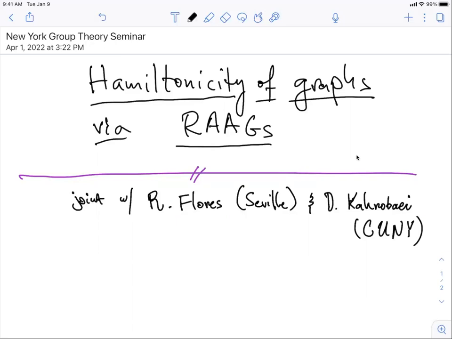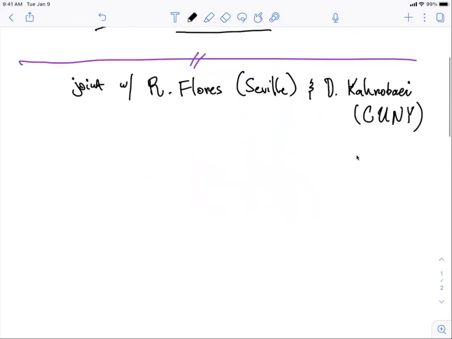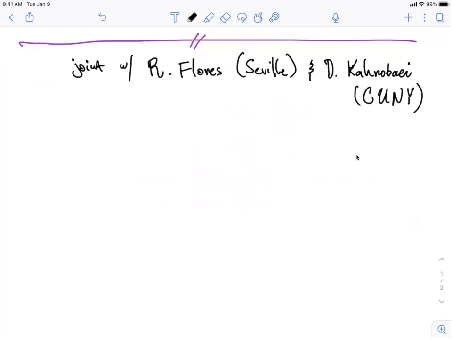So, yeah, I'd like to talk a little bit about, as Ilya said, Hamiltonicity of graphs, as a combinatorial invariant of graphs via the study of right-angled Artin groups. A lot of this will be joint work with Ramon Flores, who's at Seville, and Dilaram Karobay, who's at CUNY. Okay, so in very general terms, I'd like to talk about three sides of a triangle.